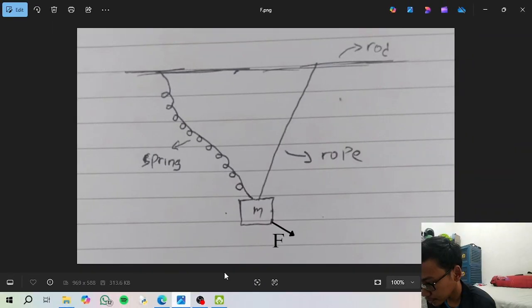So the next question is, how many constraints are there in the system? In this system, there is one constraint. It is because of this rope right here. The rope makes the mass move in a circular track. So it's moving to here, here, here. Because of that, the mass movement is limited by this rope.